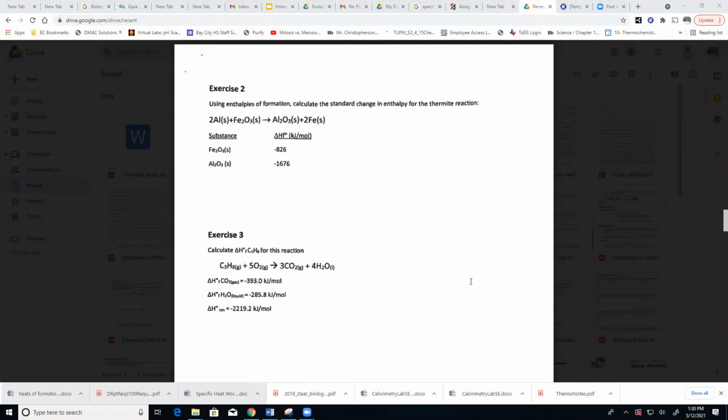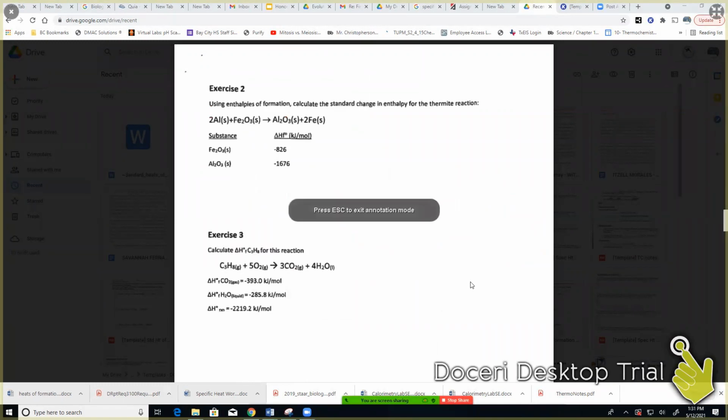All right, so here's my next one. Making a little single replacement reaction. So just glancing at that one, is this reaction going to be more math work or less math work?